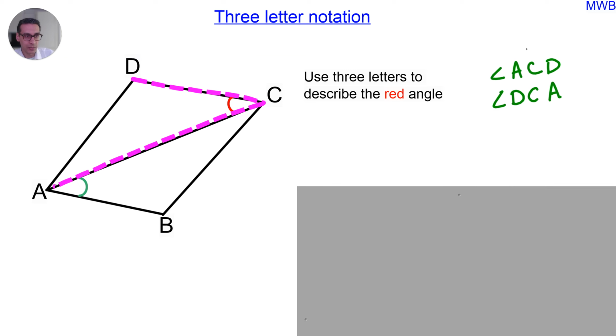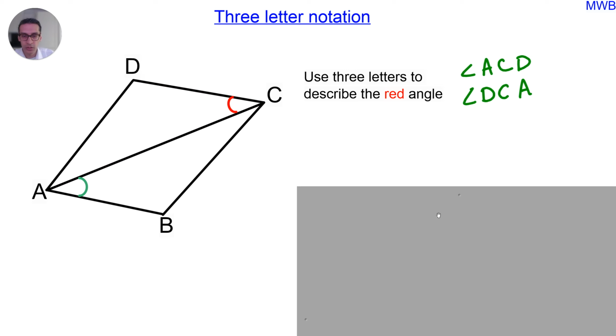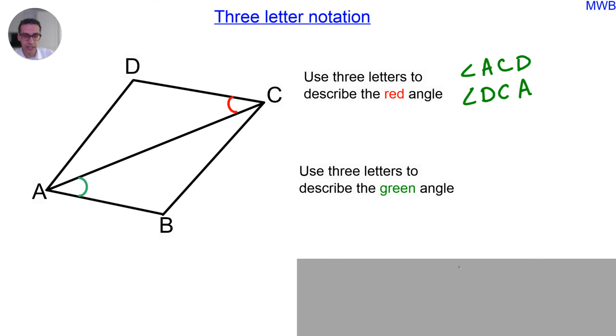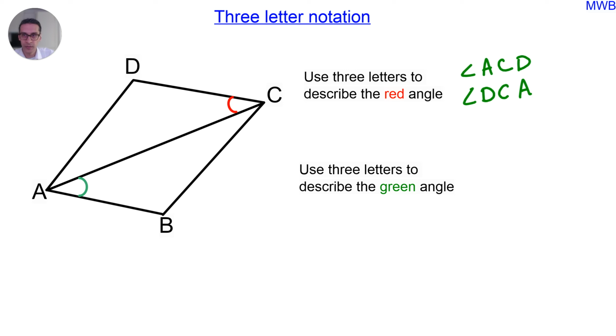You may have spotted a couple of things. Number 1, the vertex is always in the middle, that C letter, and the other thing is the A and the D just swap around. Both of these are equally correct answers. There's no preference on which, like for example, alphabetical order doesn't necessarily matter in this case. Okay, so that's the red angle. Could you now label the green angle in 2 different ways? Pause the video and have a go, and then I'm going to show you the answer.